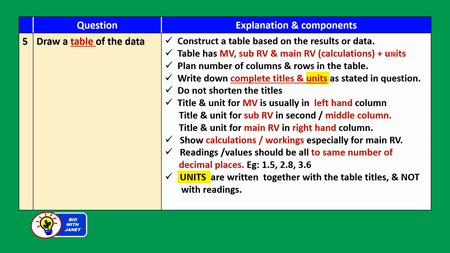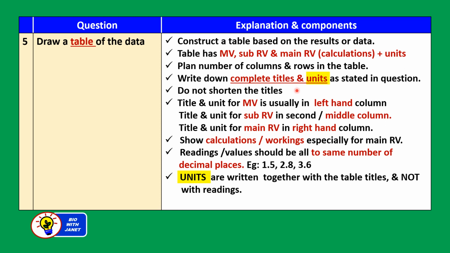All right, write the units together with the titles for MV, sub-RV, and main RV. So plan the number of rows and columns in the table, okay, and you may be given the basic format of what you should put in your table, so you can follow that. Sometimes they give the guidelines.